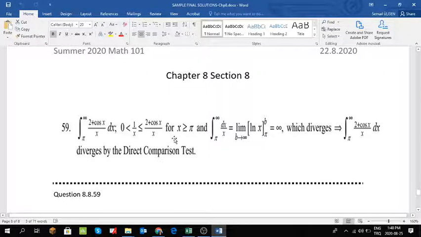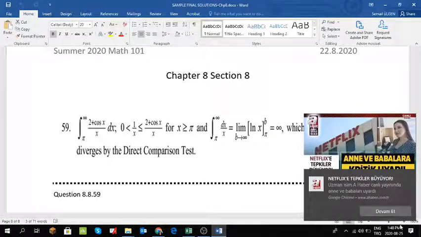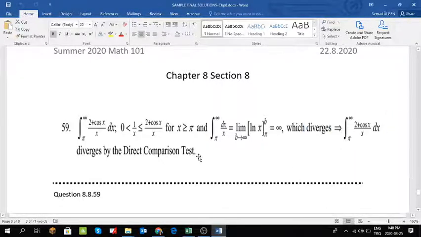We order that, and then we know the integral from pi to infinity dx over x is divergent because of natural log. This is the natural log from pi to b, where b goes to infinity. This is going to be ln b minus ln pi. Ln b is going to be infinite minus a number, which is infinite. So this is a divergent integral. And observe that this integral is bigger than this integral. So if this integral is bigger than a very large number, then it's very large as well. So it is divergent as well.